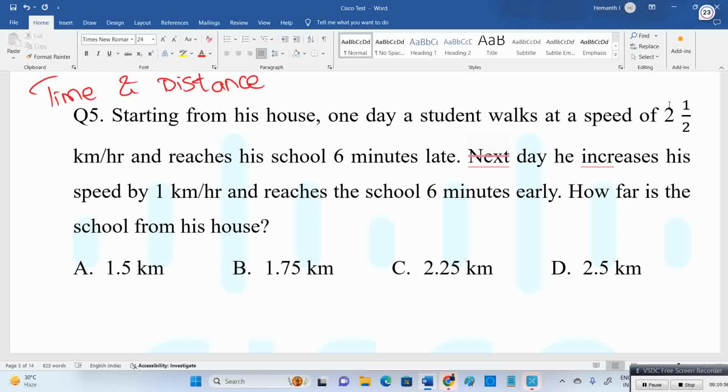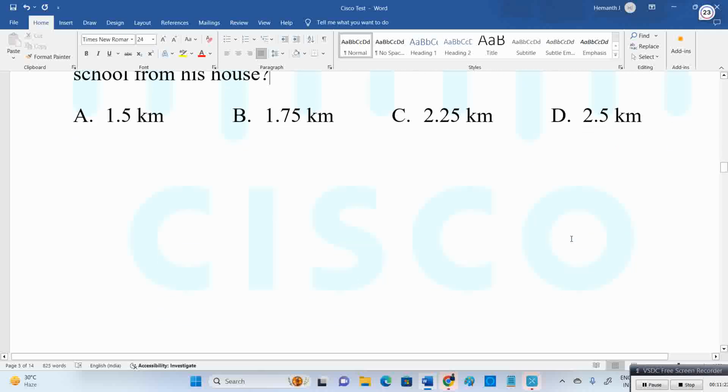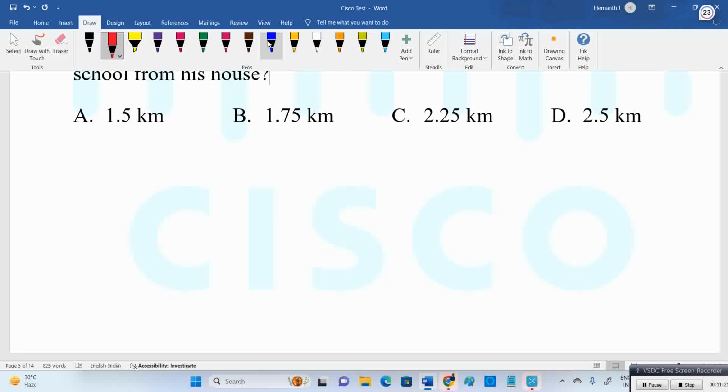They'll ask like this, or sometimes they'll ask what speed you need to maintain to reach school on time. With one speed he is going late, with the other speed, the second speed, it is 3.5. With 2.5 he is late, with 3.5 he is early. What speed does he need to maintain to reach on time? It's not 3 kilometer per hour, for your information. Many people may be guessing like that. That question also we will complete here.